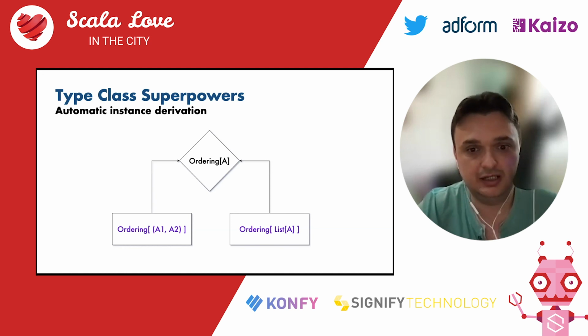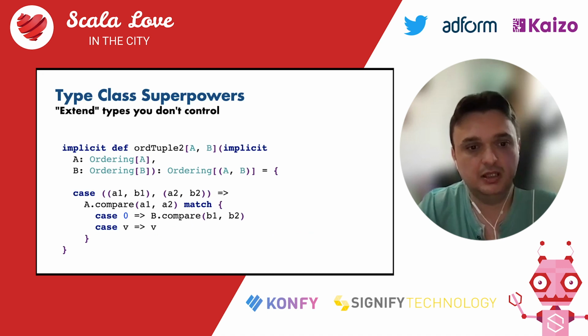And this is great. And this basically works like mathematical proofs. Static FP is a lot about mathematics. So here we can say implicit order for a tuple. If we have ordering A and ordering B, we can define an ordering for the tuple of A and B.